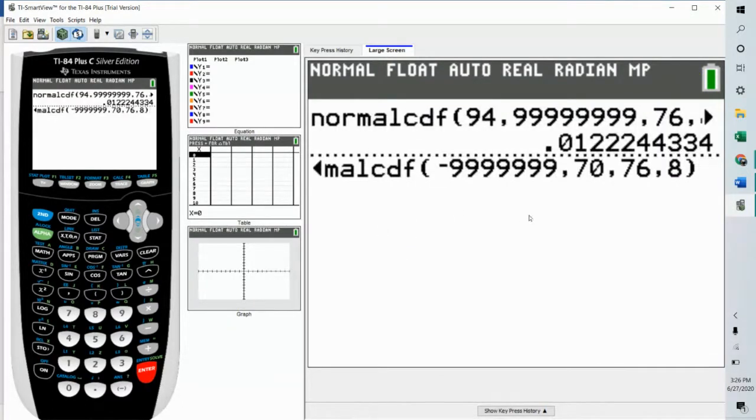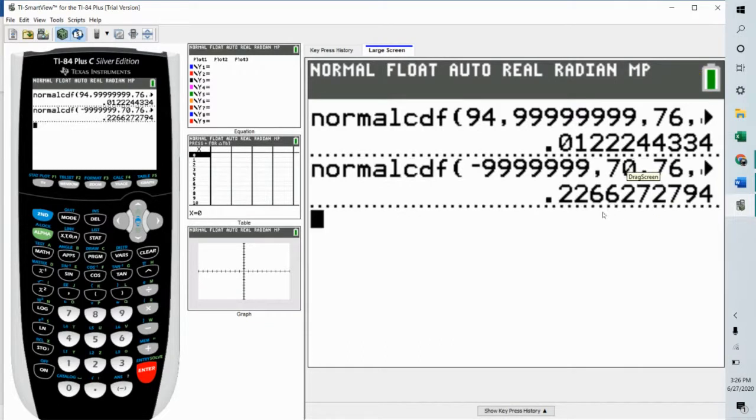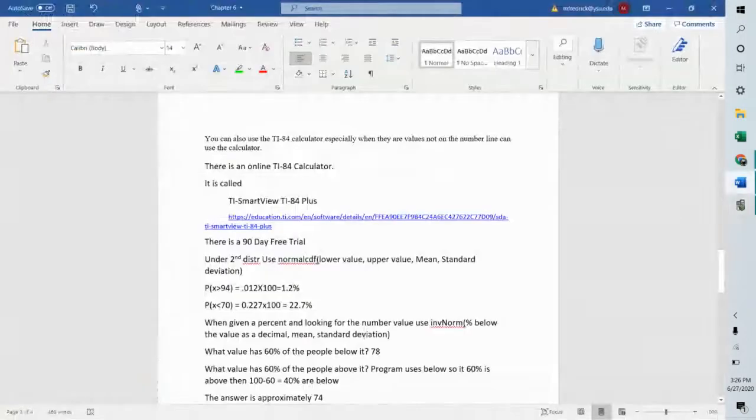Enter. And it shows you your setup. Hit enter one more time to get your answer. And again, we'd multiply this by 100, so it'd be 22.7%, which is what we got here.